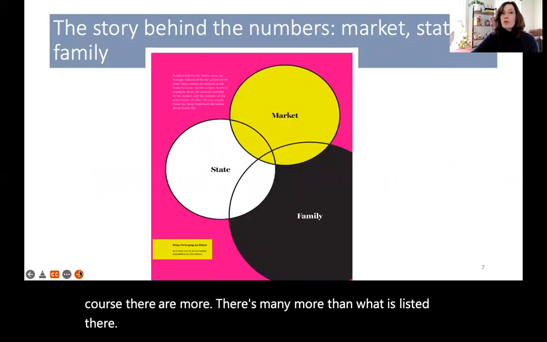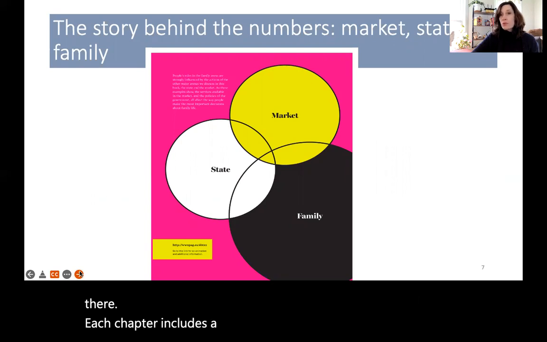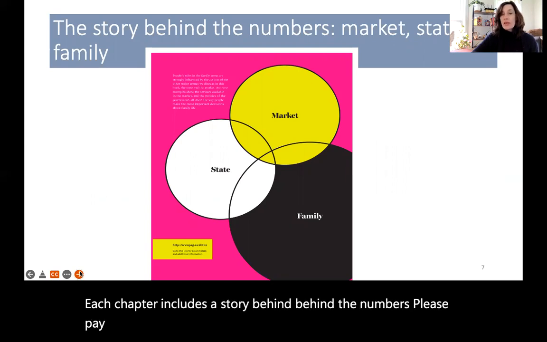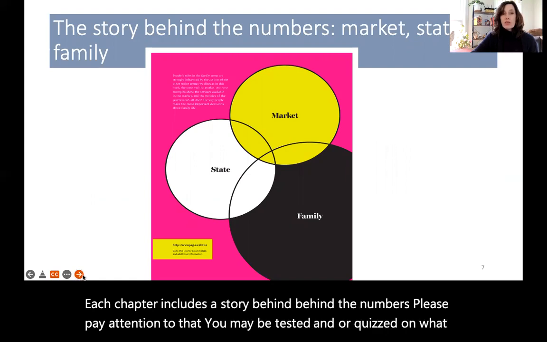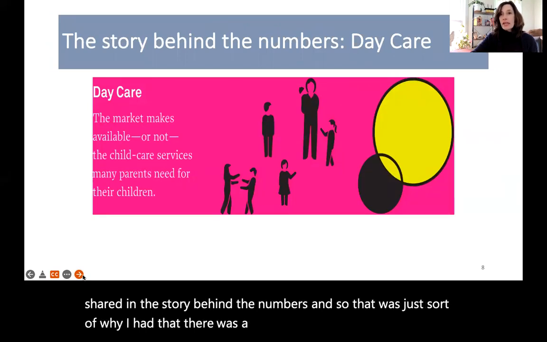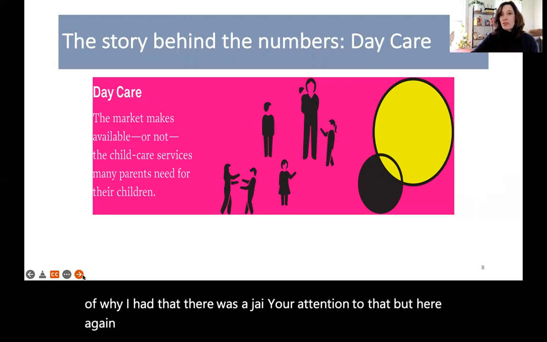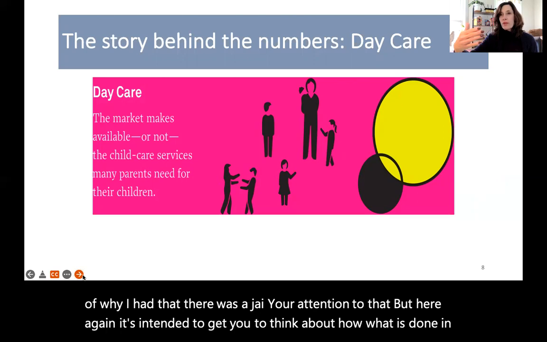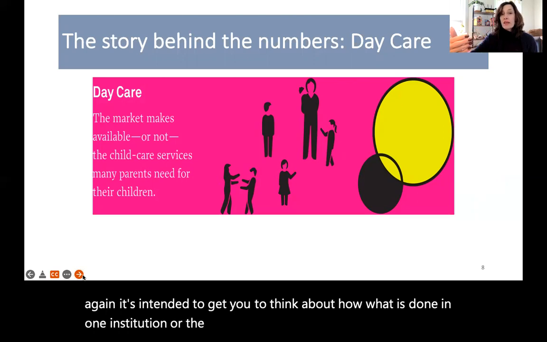Each chapter includes a story behind the numbers. Please pay attention to that. You may be tested or quizzed on what is shared in the story behind the numbers. That was why I had that there, to draw your attention to it. But here again, it's intended to get you to think about how what is done in one institution, or the policies, say, in the marketplace, affects families.